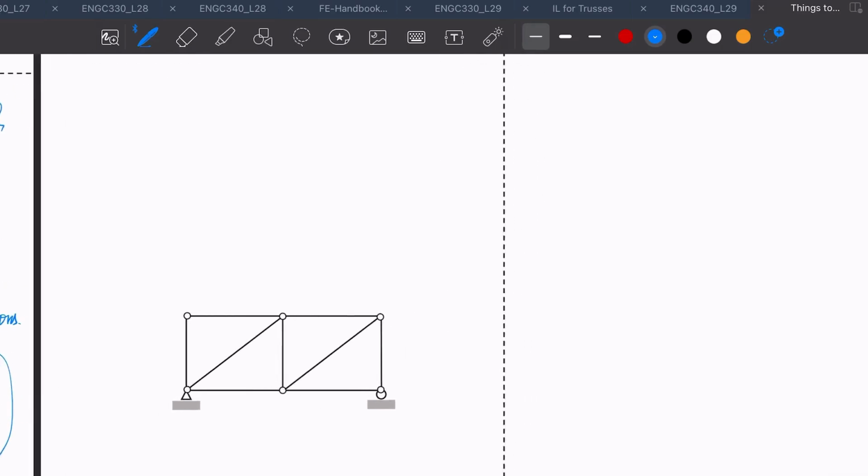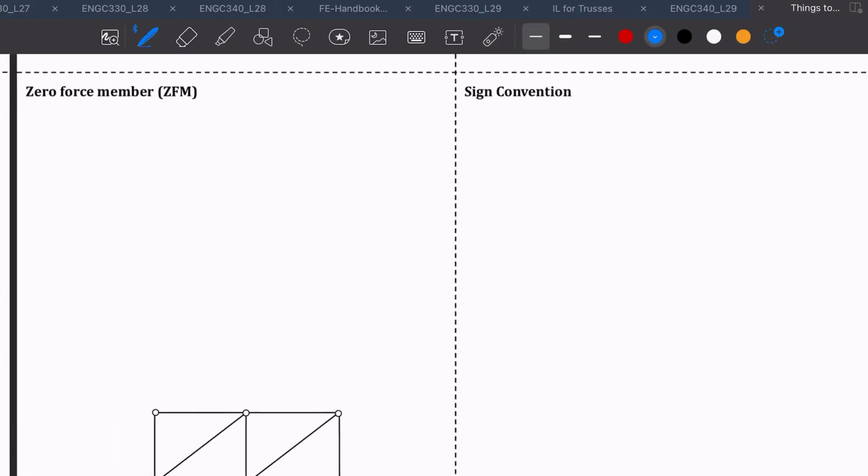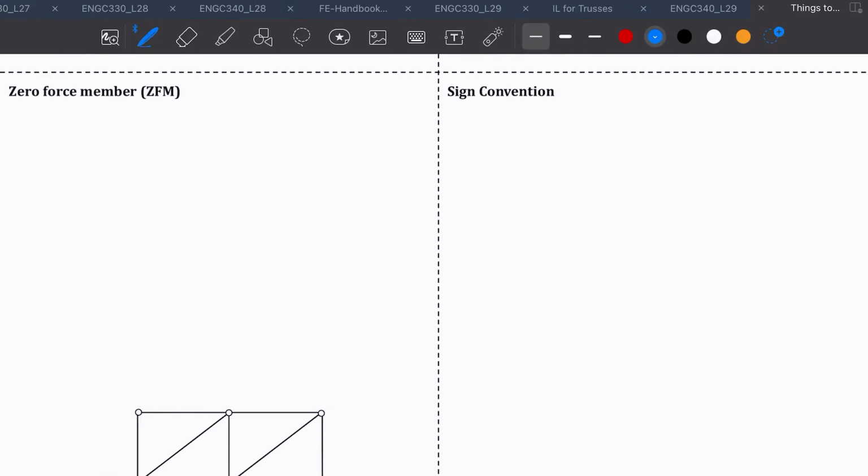And then the next one is zero force member. So what are the zero force members? The criteria is at a joint. We know that we have to use summation of Fx equal to 0, and we have only two available equations.